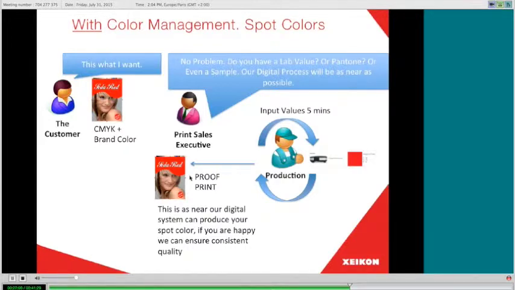Or if you have a sample, we have a facility in the factory where we can simply take the readings, and it'll be as near as possible. And we can tell you how near it is in terms of delta E. As long as you like what you see, with the system we employ, the first proof will equal the first production, will equal the second, third and fourth order. And in terms of production time, there's very, very little the press guy has to do now.